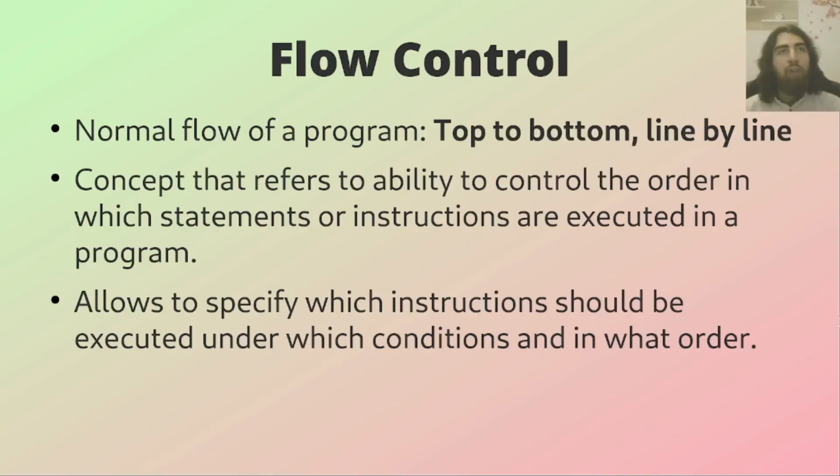The normal flow of execution in a program would be from top to bottom, line by line, but we can actually manipulate the flow of a program. And flow control is a concept that refers to the ability to control the order in which statements or instructions are executed in a program. It allows us to specify which instructions should be executed under which conditions and in what order.